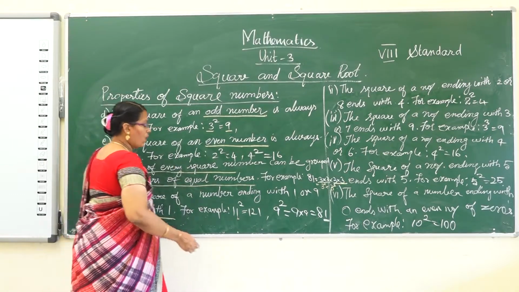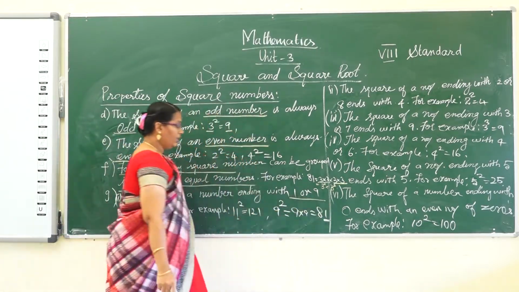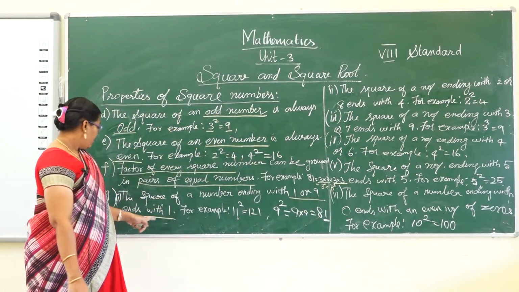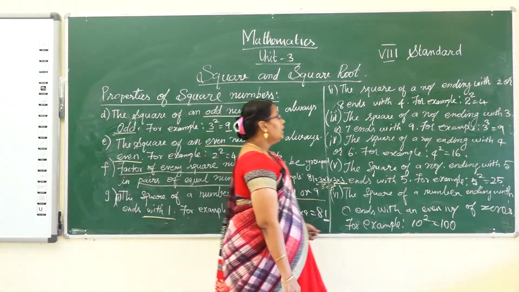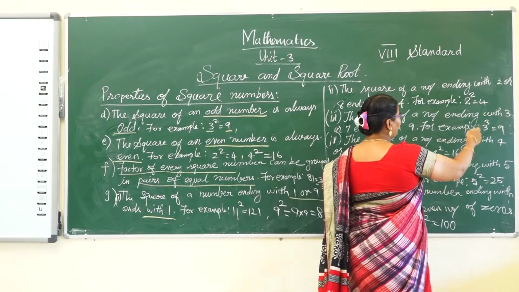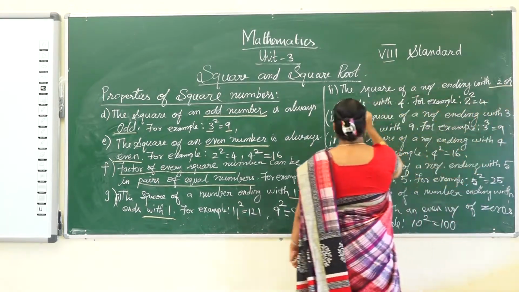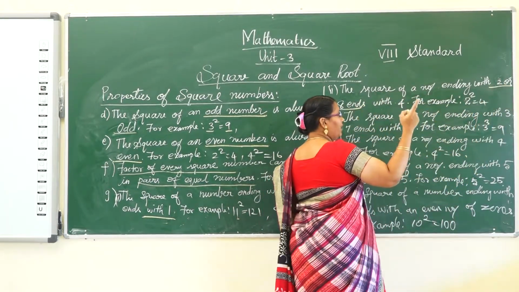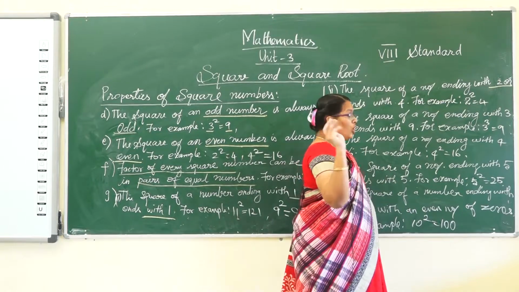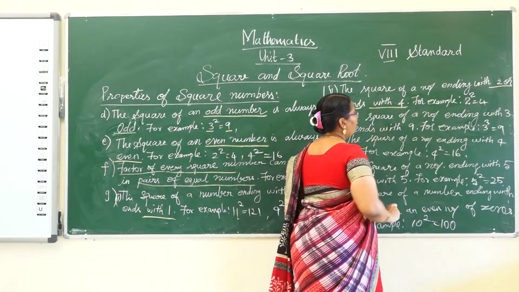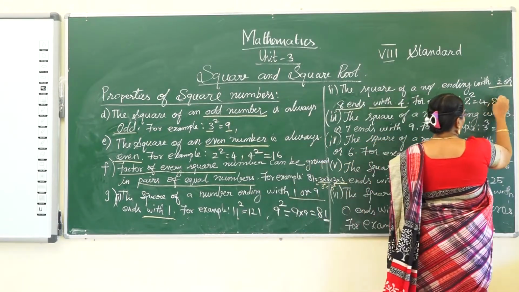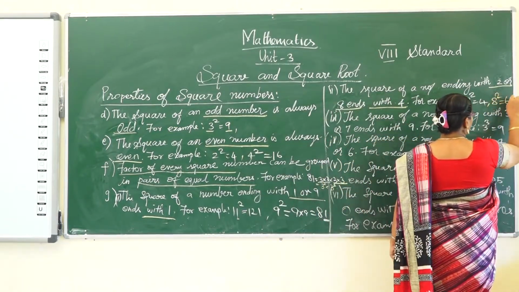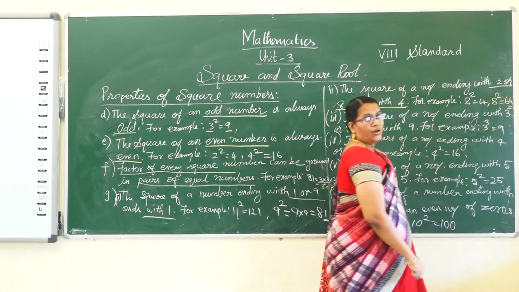End with 1. The square of a number ending with 1 or 9 ends with 1. And the second one, the square of a number ending with 2 or 8. 2 square is 4, so it ends with 4. And then 8 square. What is the value of 8 square? 64. So it also ends with 4.